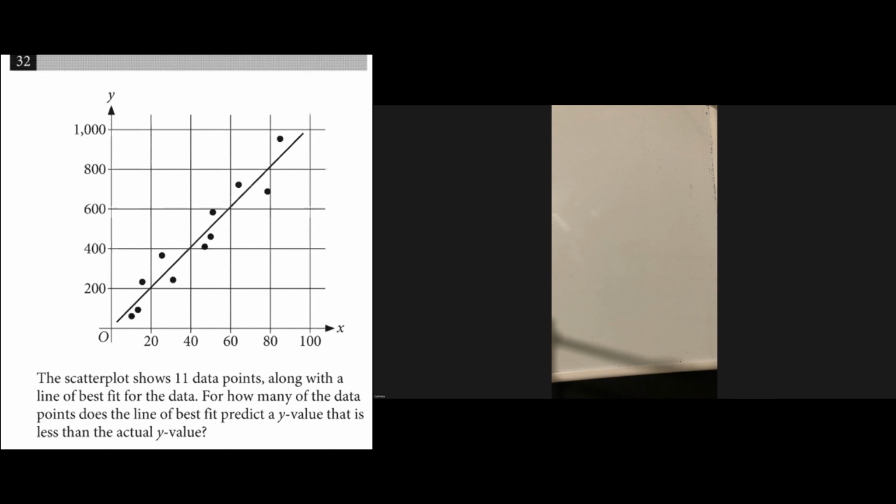Okay, so for question 32, it says, for how many of the data points does the line of best fit predict a y value that is less than the actual y value, which basically translates to how many of these dots are above the line. If we count, we have this 1 here, 2 here, 3 here, 4 here, and 5 here. So the correct answer here is 5.